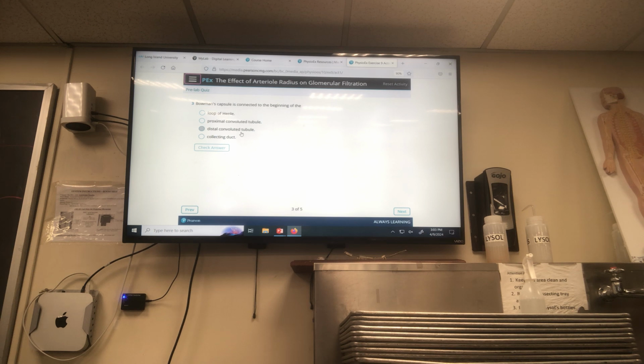Bowman's capsule is connected to the beginning of the, very good, proximal convoluted tubule. The functional unit of the kidney is the nephron.